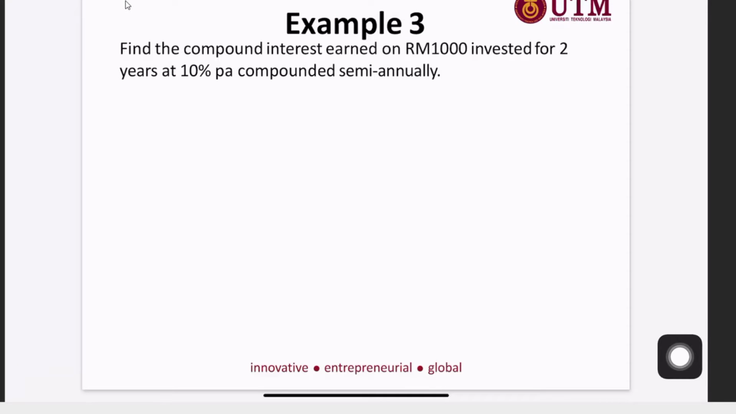Okay, you can try this one, Example 3. This one is semi-annually, that means 2 times. This one asks to find the compound interest, not the future value, so please be careful. So how to do this Example 3? Who wants to volunteer? Anyone want to volunteer?